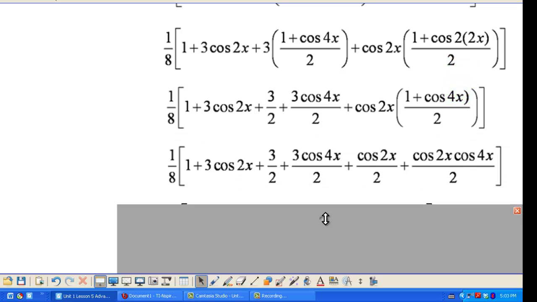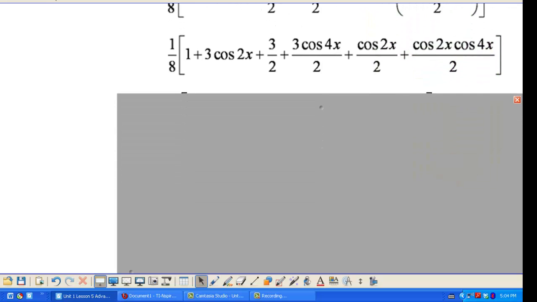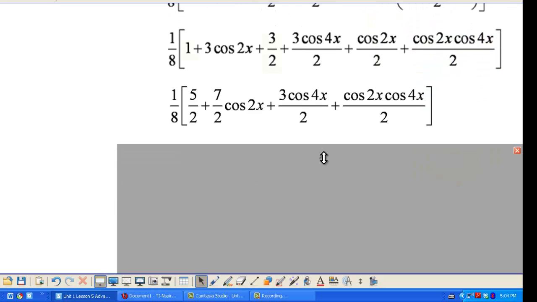Next, I took the cosine 2x and I distributed that. So cosine 2x times 1 gives me cosine 2x, and I wrote it over its own denominator of 2. Cosine 2x times cosine 4x over 2. Next, I started combining some like terms. 1 plus 3 halves is going to give me 5 halves. And then I can combine 1/2 cosine 2x over 2 with the 3 cosine of 2x to get 7 halves cosine 2x.